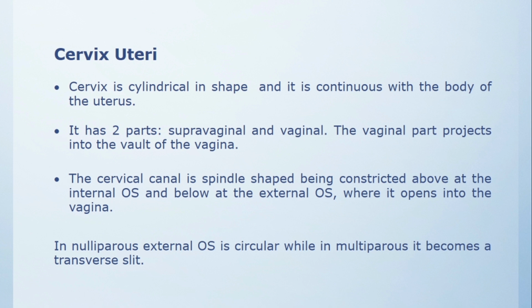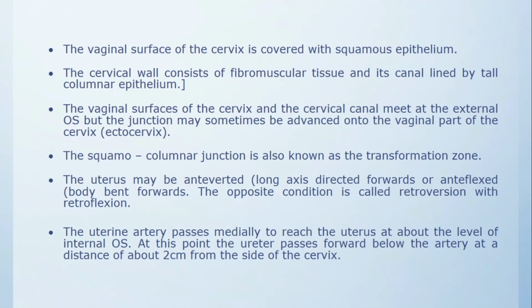The cervical canal is spindle-shaped, being constricted above at the level of the internal os and below at the external os, where it opens into the vagina. In the nulliparous woman, the external os is circular, while in the multiparous woman who has borne one or more children, it becomes a transverse slit. The vaginal surface of the cervix is covered with squamous epithelium, and the cervical wall consists of fibromuscular tissue and its canal lined by tall columnar epithelium.